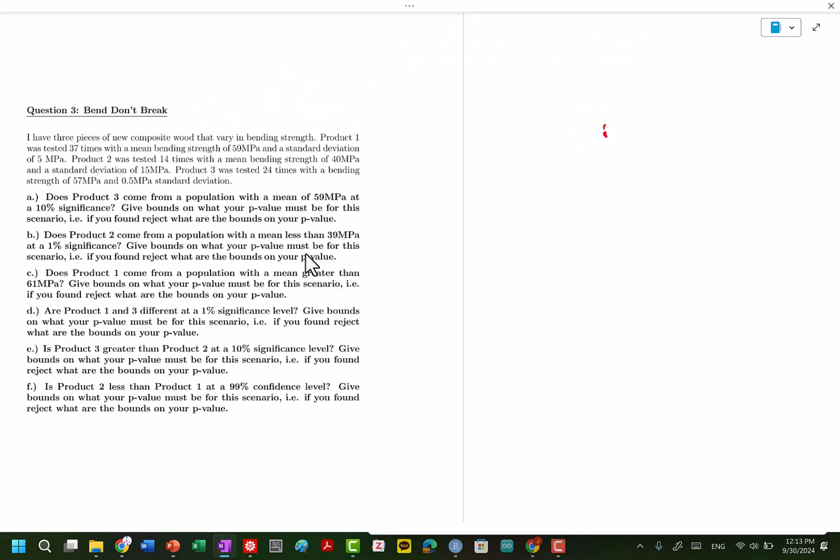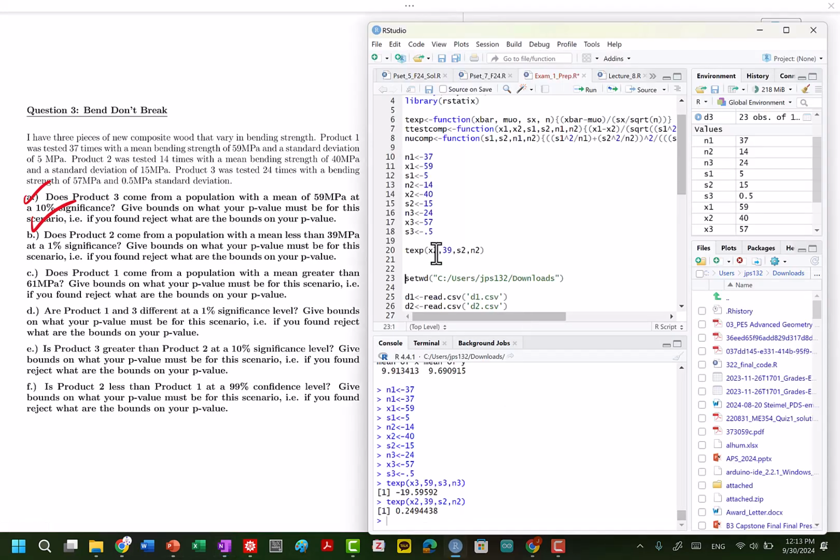There we go. All right. Done. Does product 1 come from a population mean greater than 61? Product 1 is given 61. Give the bounds and the p-values.